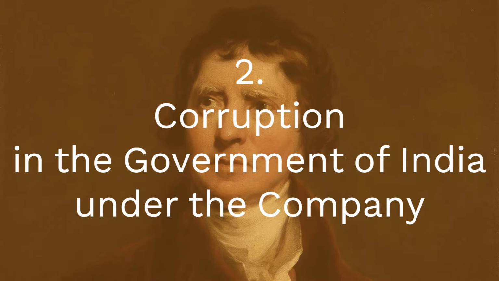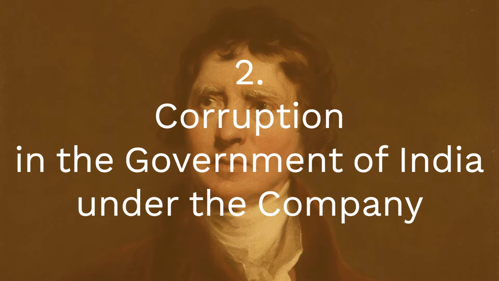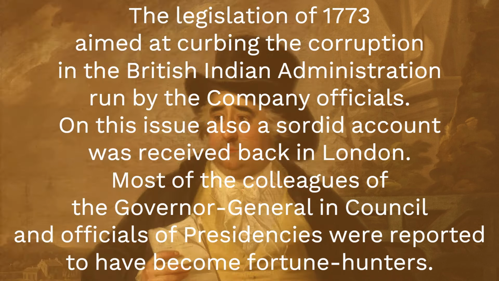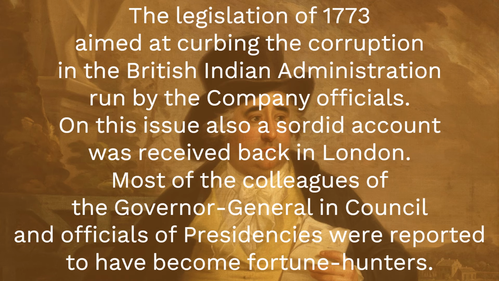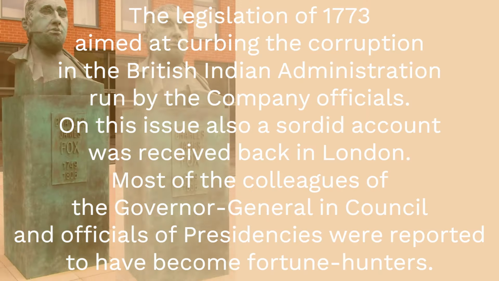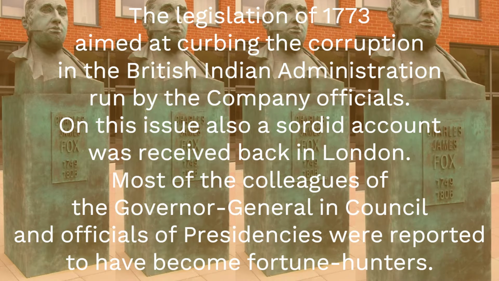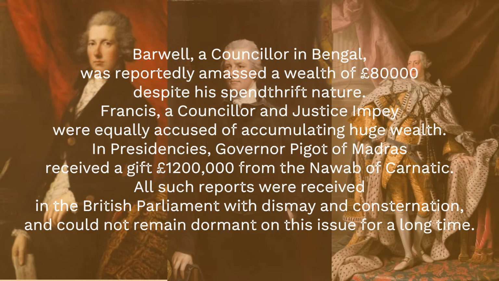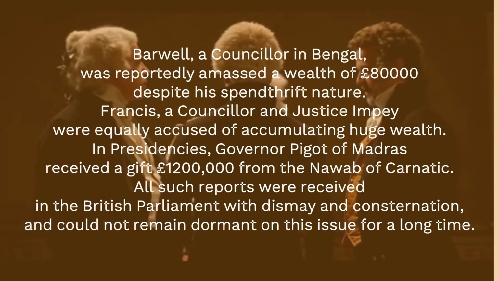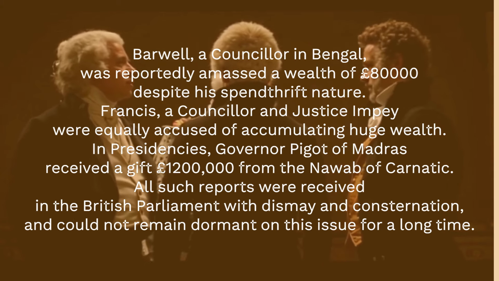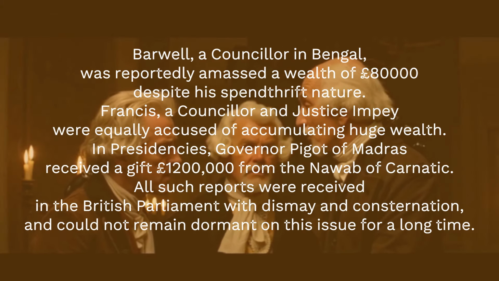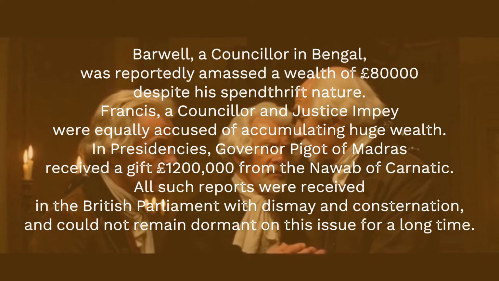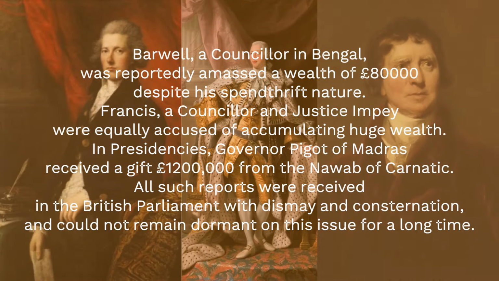2. Corruption in the government of India under the company. The legislation of 1773 aimed at curbing the corruption in the British Indian administration run by the company officials. On this issue also a sordid account was received back in London. Most of the colleagues of the Governor-General in council and officials of presidencies were reported to have become fortune hunters. Barwell, a councillor in Bengal, reportedly amassed a wealth of £80,000 despite his spendthrift nature. Francis, a councillor, and Justice Impey were equally accused of accumulating huge wealth. In presidencies, Governor Pigot of Madras received a gift of £12 lakhs from the Nawab of Carnatic.